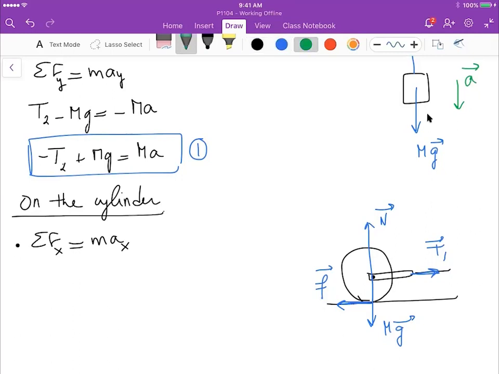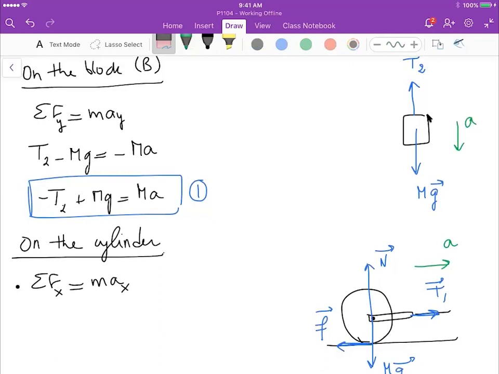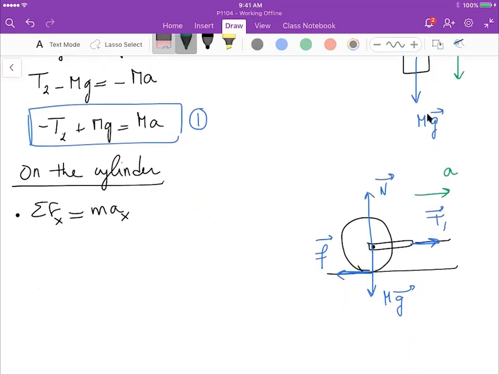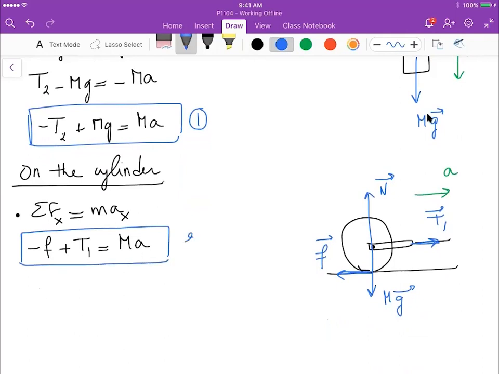Don't forget that in this case, the acceleration of the cylinder has the same magnitude as the acceleration of the block, but it has different directions. So let me remove this here. This is the acceleration of the cylinder. So we end up with minus f plus T1 is equal to the mass of the cylinder, capital M, times A. So minus F plus T1 is equal to MA. And this I will just call equation 2.